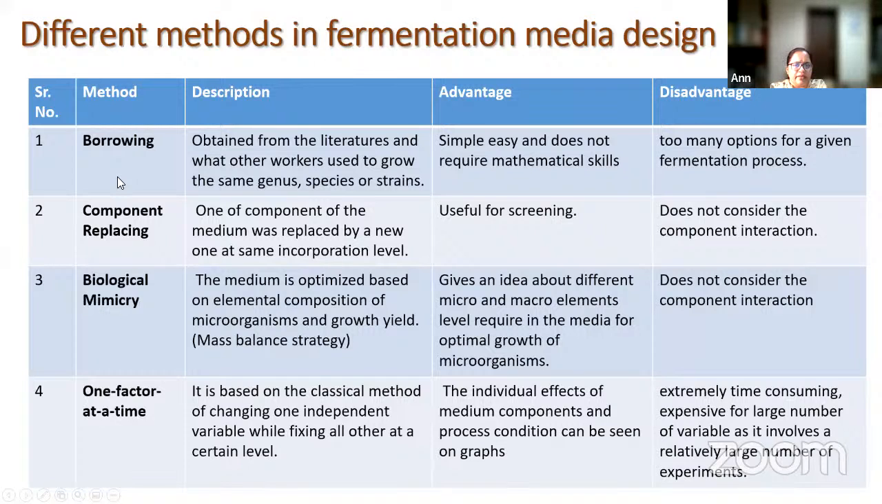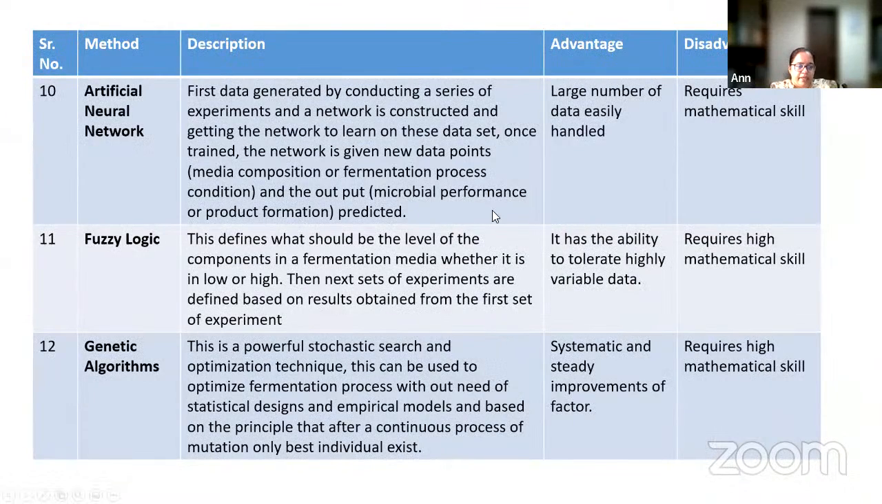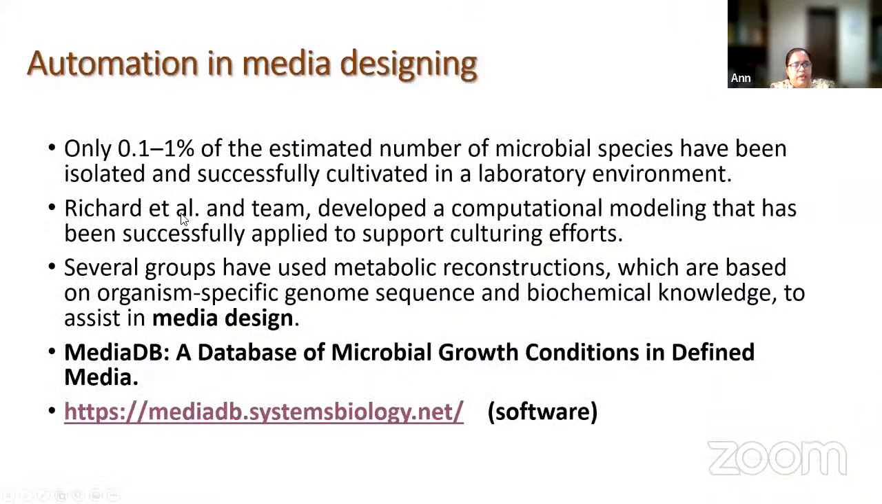So a whole lot of methods are currently being used, where biological mimicry, one factor at a time, factorial design, Plackett-Burman design, and multiple mathematical and statistical parameters are being used. And if you see, there is a whole spread of literature that is coming out, which caters to each of these methodologies for application for optimization. And that brings us to the point where people are trying to do automation in media design.